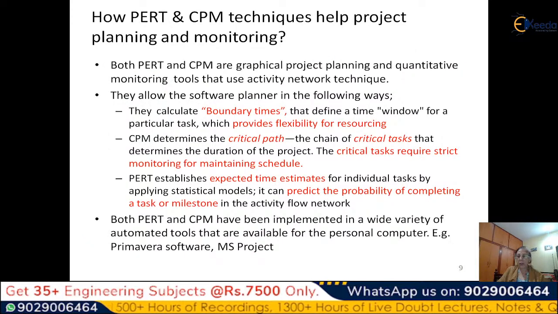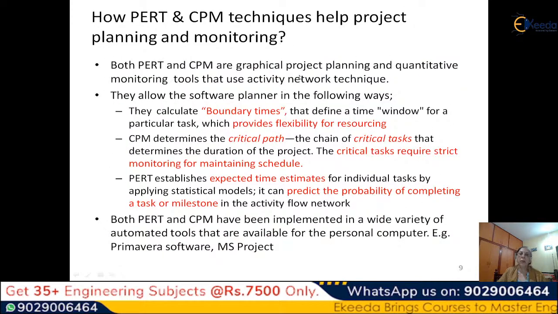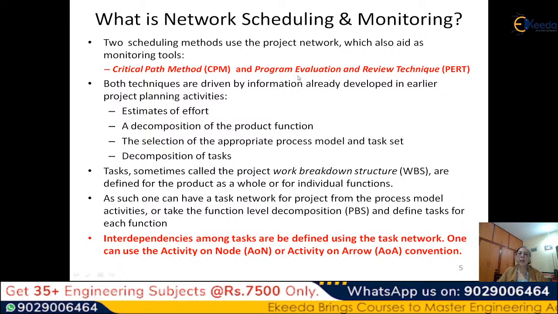So there are two methods. Two scheduling methods use the project network, which also aid the monitoring tool. Initially we plan and create the project network, and then we use it for monitoring. One is the critical path method, in short CPM, and the other is PERT. The full form of PERT is program evaluation and review technique.